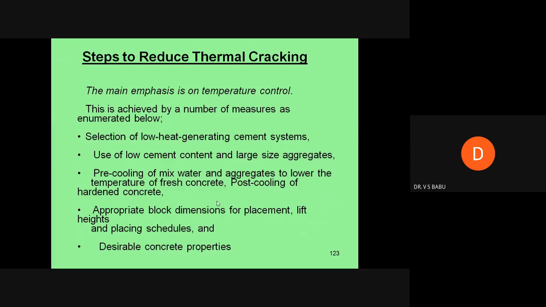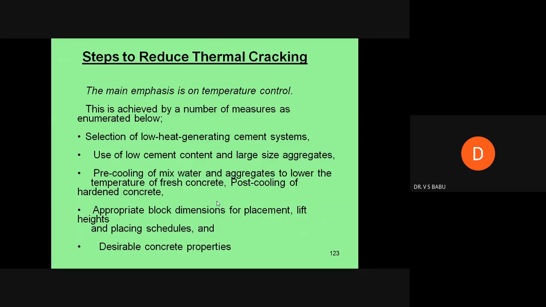Next step, to reduce thermal cracking. Thermal means temperature. The main emphasis is on temperature control. This is achieved by a number of measures as enumerated below. Selection of low heat generating cement. Suppose you want to construct a dam structure, a very heavy dam structure. At that time, what will you do? You have to select a type of cement. You may find low heat cement, rapid hardening cement, fast setting cement, and PPC cement.